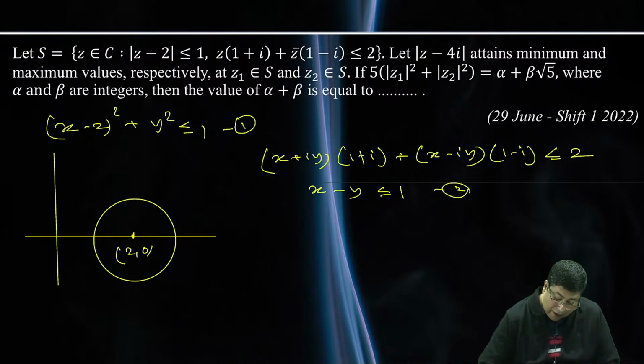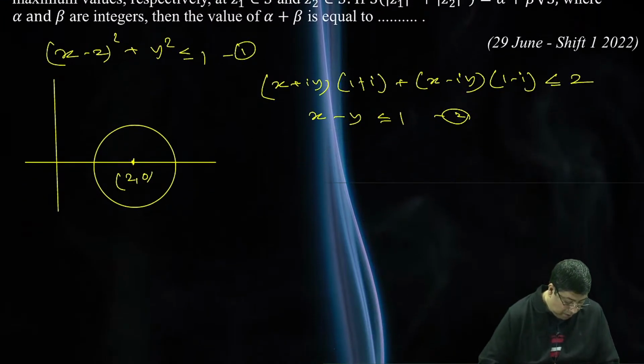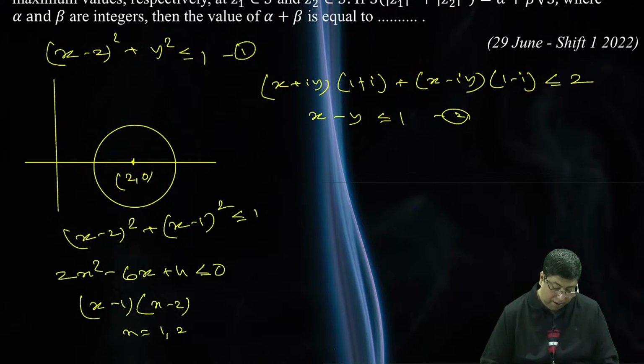If we solve, the line is in y = mx + c form. Let us solve 1 and 2. If we solve 1 and 2, what are we getting? (x − 2)² + (x − 1)² ≤ 1, so 2x² − 6x + 4 ≤ 0, so (x − 1)(x − 2). So we are getting the points x = 1 and x = 2.